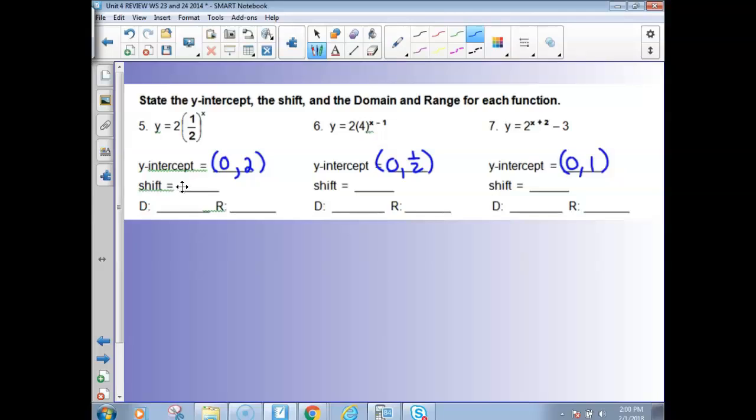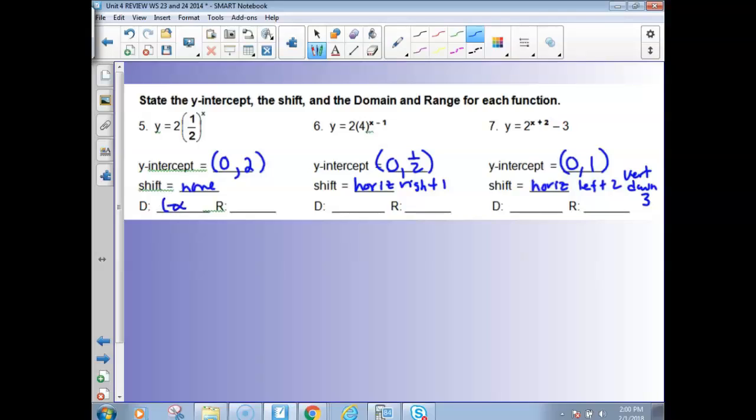The shift for this, there is none. The shift for this one would be horizontally right 1. And yes, I do expect horizontally. I still have some people who get horizontal and vertical mixed up, left and right mixed up. The shift horizontal left 2. That does say right 1, or I thought it did on the last one. And then vertically down 3.